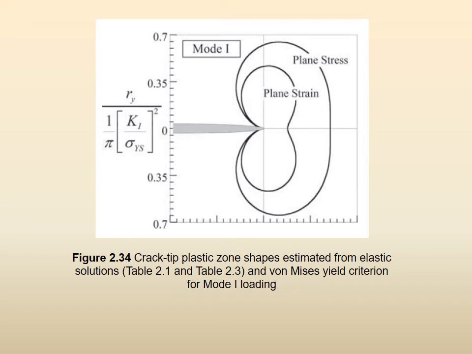Here is the crack tip plastic zone shape estimated from elastic solutions and the von Mises yield criterion for mode 1 loading, right? So Ry, and we are dividing by this just to get a number, K1 by sigma y in the equation, and it is mode 1. This is your crack. If you have a plane strain condition, then this is the plastic zone above and below the crack. If it is the plane stress condition, the plastic zone is larger. So this is the shape, and so on.